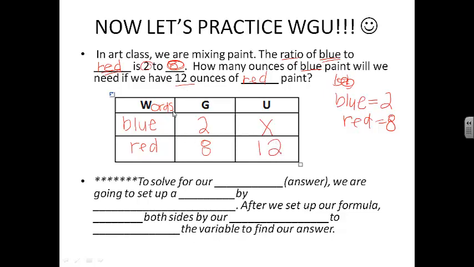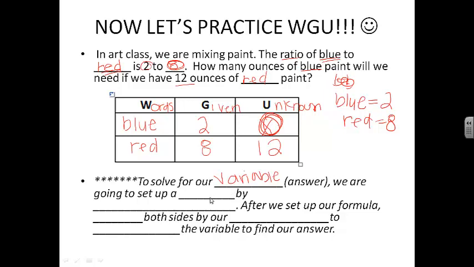Okay, so does everybody see how I set it up? The two words I see they're comparing is blue and red. They gave me 2 with blue and 8 with red, so that's what they give me. So the given is what the question gives me. The unknown is where my variable is going to be, or another way to say it is, what is the question asking? Okay, here we go. So to solve for our variable, to solve for our unknown, we got to figure out what x equals, and you know how to do that by now.